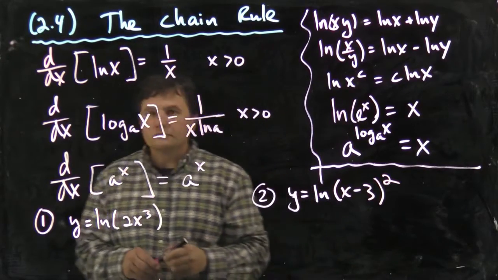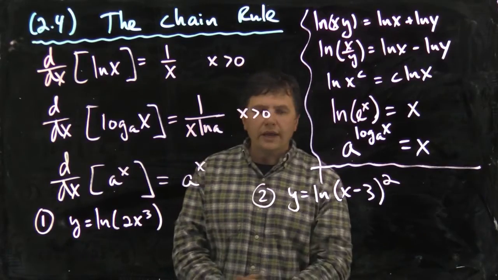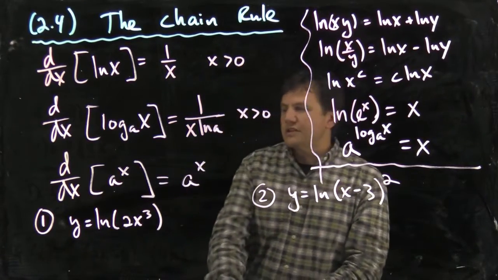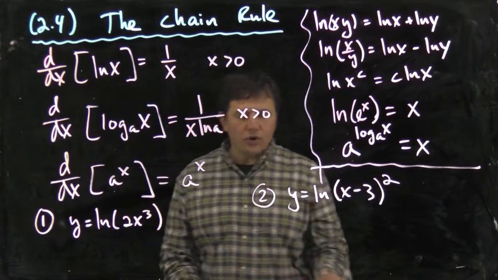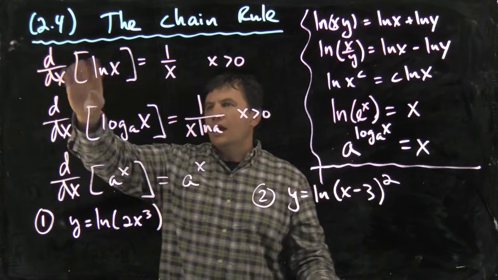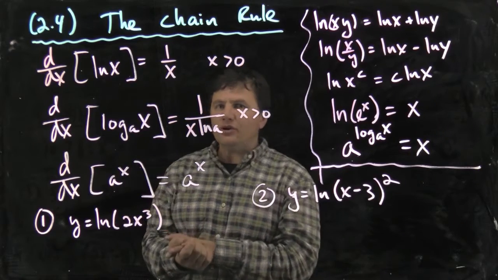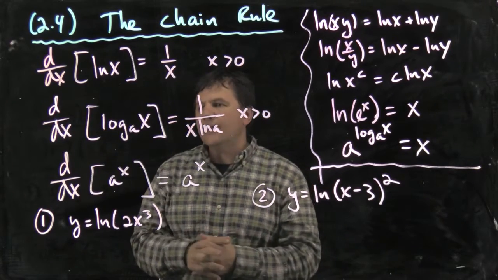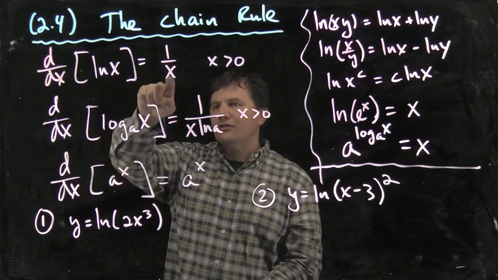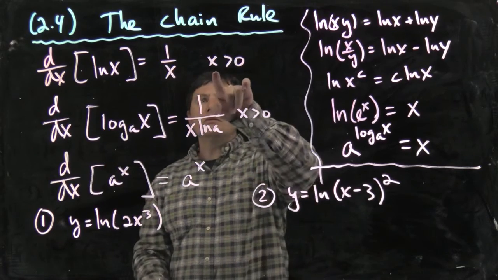Okay, so let me explain what we have going on here. We are going to take the derivative of these three functions. If I take the derivative of ln of x, I get 1 over x. By the way, I want to remind you, we do already know the derivative of e to the x is e to the x. So the derivative of ln x is 1 over x, x is greater than 0.